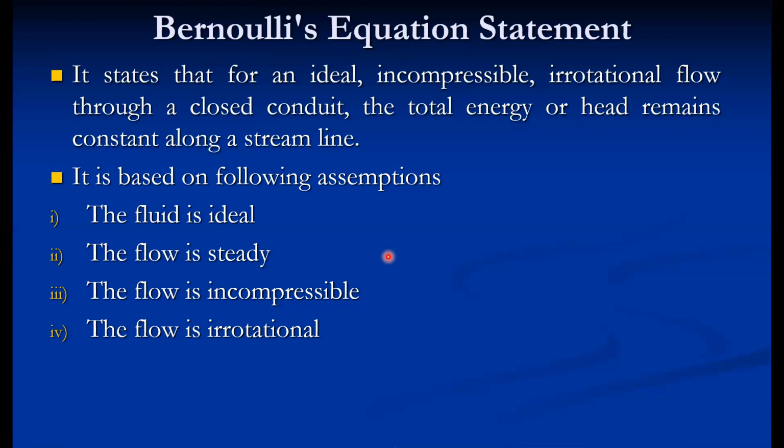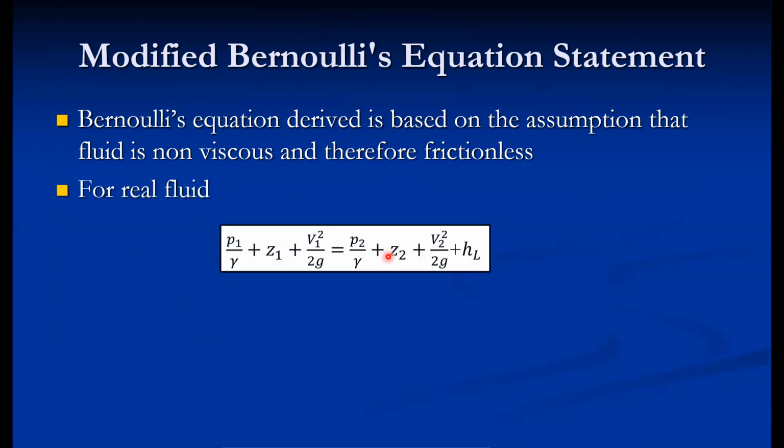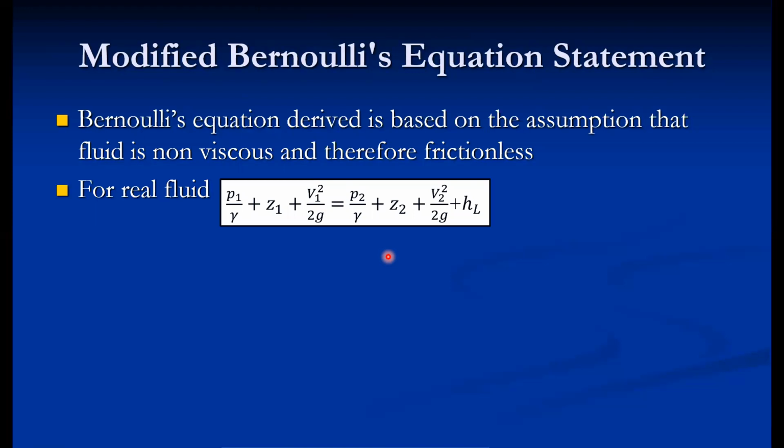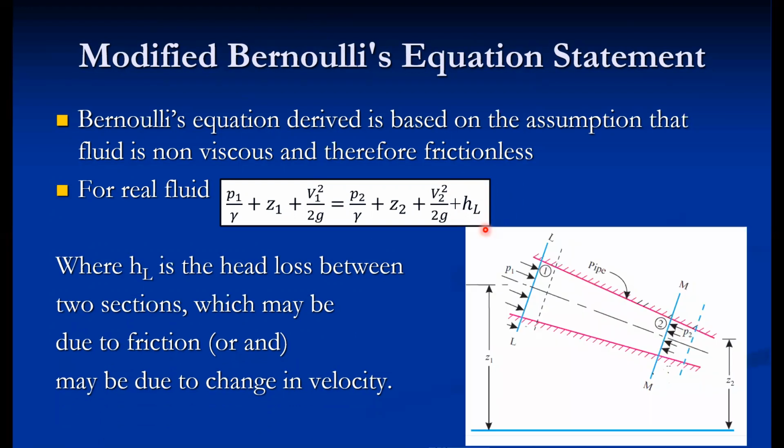As far as the real fluid is concerned, the modified Bernoulli's equation, the original is derived based on the assumption that the fluid is non-viscous and therefore frictionless. But for real fluid, some friction takes place, and that friction is taken into account by this term, the frictional head, that is HL. Where HL is the head loss between two sections, which may be due to friction or due to change in velocity.